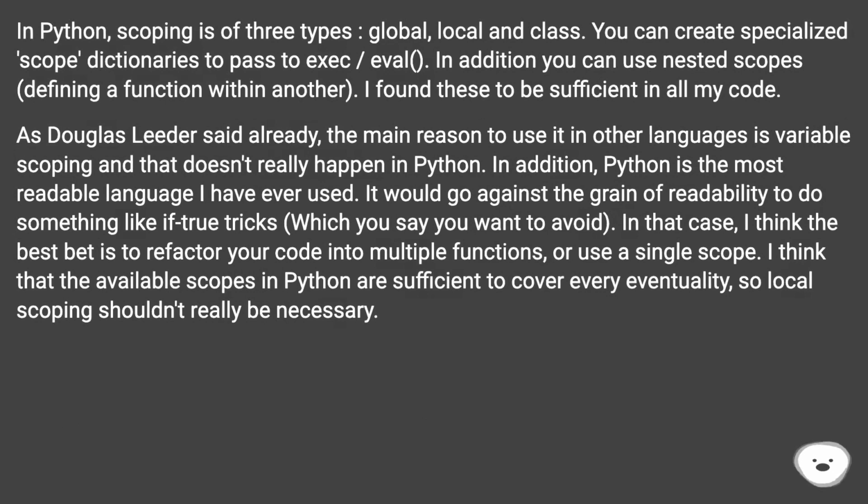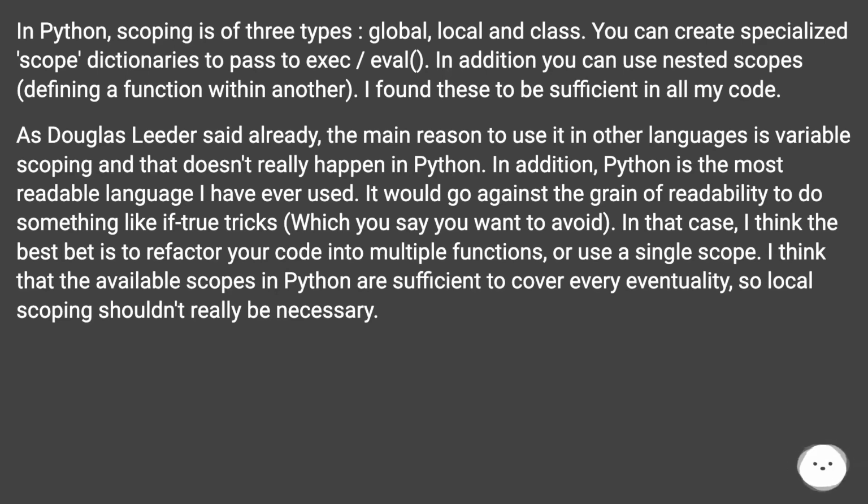In Python, scoping is of three types: global, local and class. You can create specialized scope dictionaries to pass to exec, eval. In addition, you can use nested scopes, defining a function within another. I found these to be sufficient in all my code. As Douglas Leader said already, the main reason to use it in other languages is variable scoping, and that doesn't really happen in Python. In addition, Python is the most readable language I have ever used.